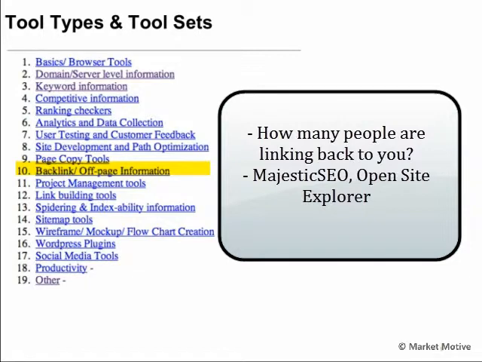There's things like Majestic SEO that can track anywhere from small sites to very, very large sites and the number of inbound links to their site. Open Site Explorer is a free version of this, but it only gives you a little bit of the information.